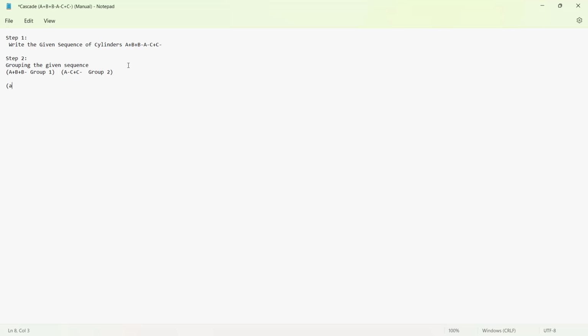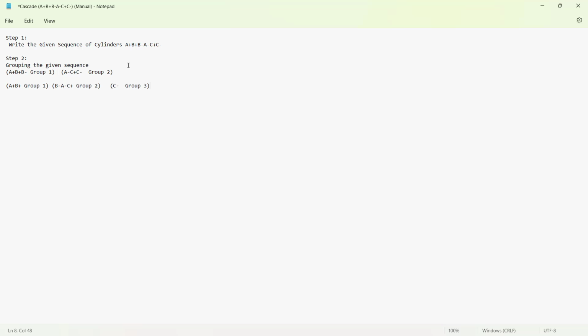A plus, B plus as group 1, and B minus, A minus, C plus as group 2, and C minus as group 3.